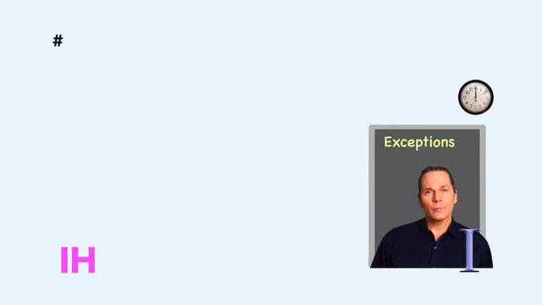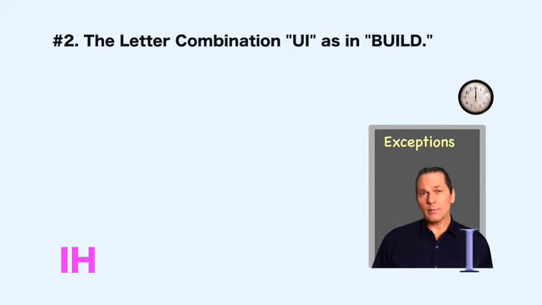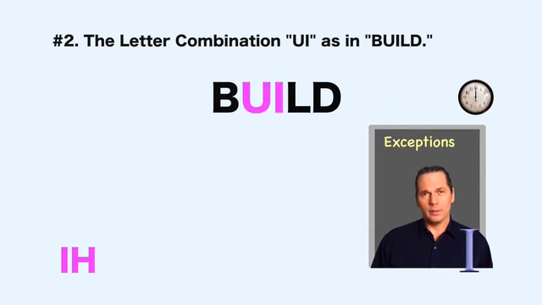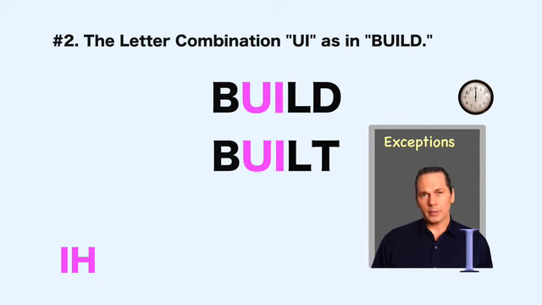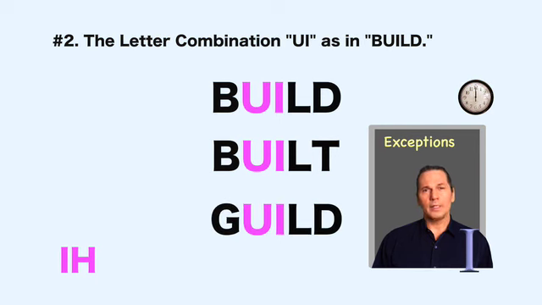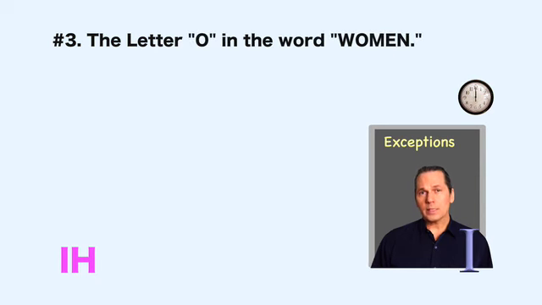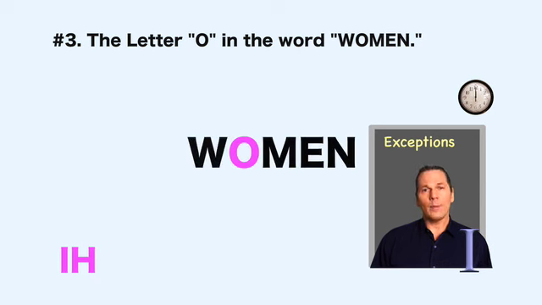Number two, UI can make the sound I in some words. Build, built, guild. Number three, the letter O makes the sound I in the plural word women. Women.